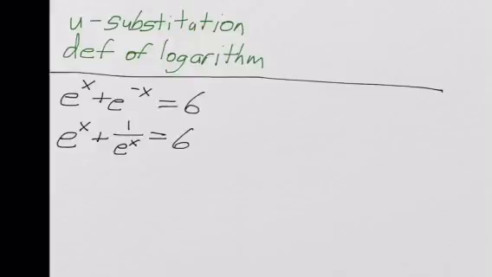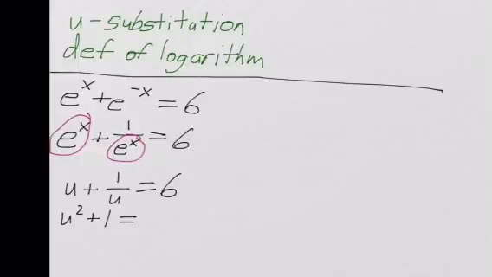And now here's the spot where I see an e to the x here and an e to the x there. I can make my life a lot easier by replacing that with u. So I get u plus 1 over u is equal to 6. So I'm going to go ahead and multiply everything by u now. Get u squared plus 1 is equal to 6u.